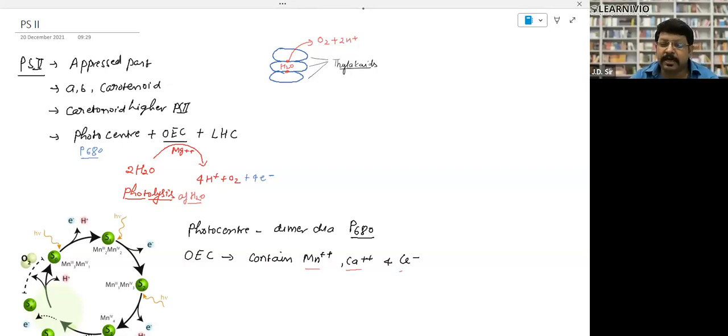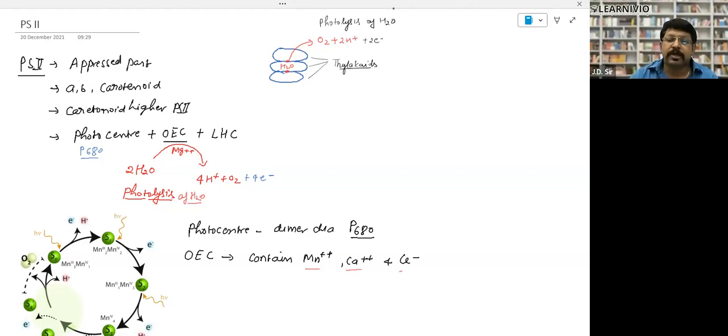PS2 is responsible for the breakdown of water molecules. The breakdown of water molecules is called photolysis of water, or H2O. Photo means light and lysis means breakdown. So in the presence of light, breakdown of the water molecule takes place. Oxygen and hydrogen ions come out, along with electrons. This process is called photolysis.